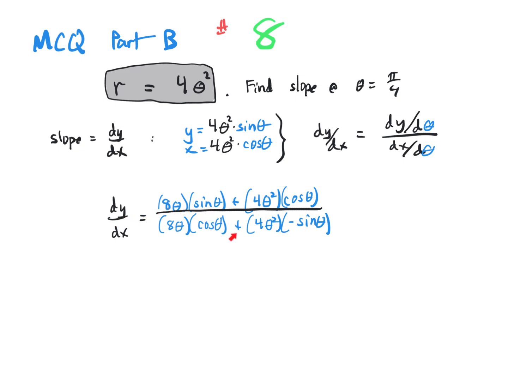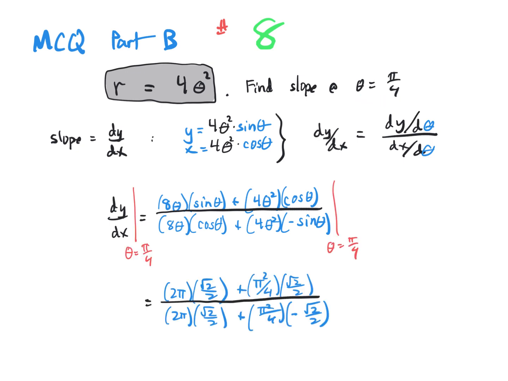All right, so there's our slope, and we need to know the slope at theta equals pi over 4. So substituting pi over 4 in for theta everywhere gives us this. And don't you dare cross off things that look like they cross off when you have adding in the numerator and the denominator. No. All right, so we need to simplify this.